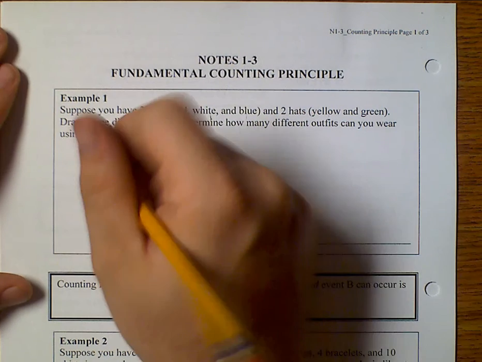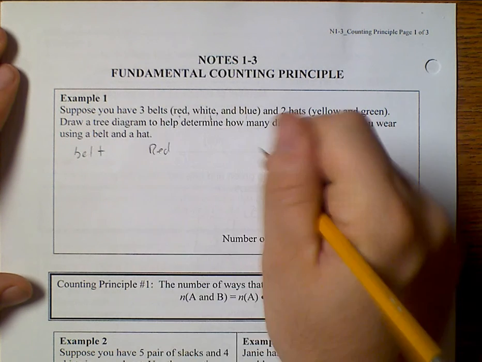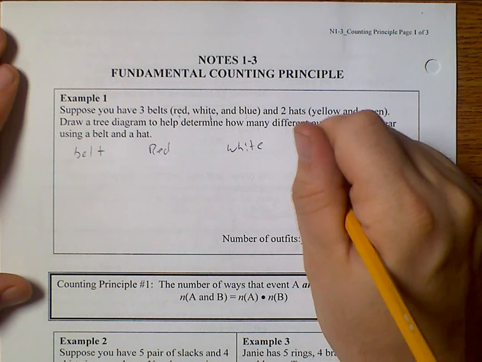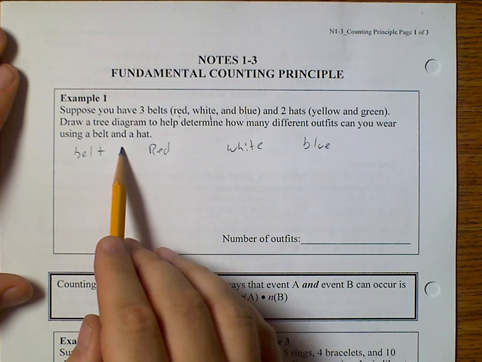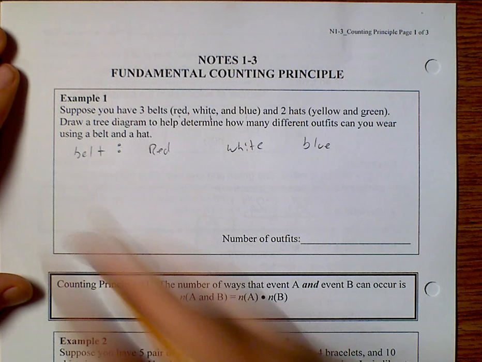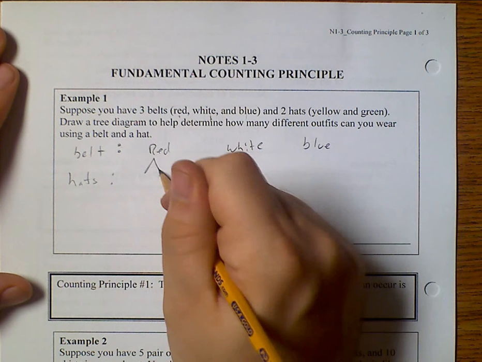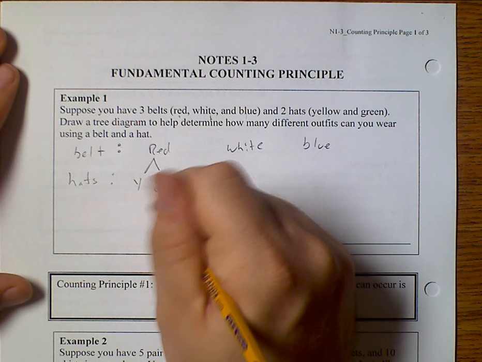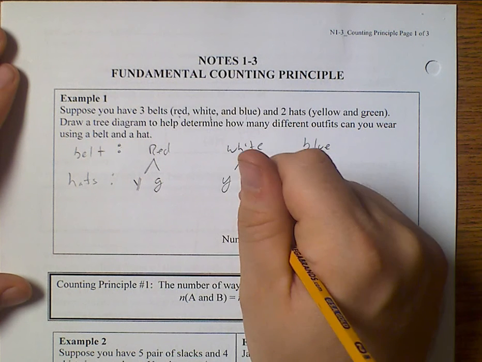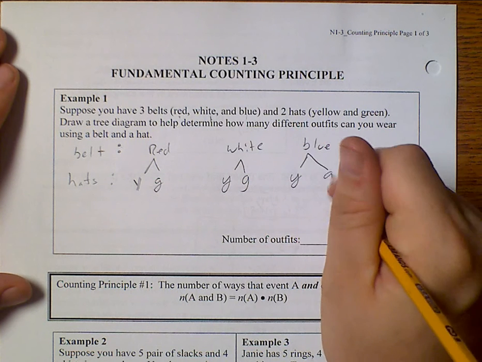I'm going to start with my belts. I can have a red belt, a white belt, or a blue belt. Next we're going to go with hats. Well, from red, I could have either yellow or green. From white, I can have either yellow or green. And from blue, I can either have yellow or green.